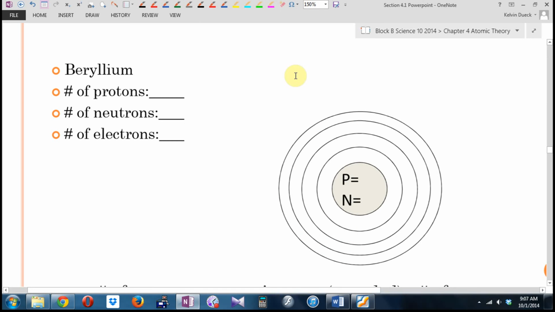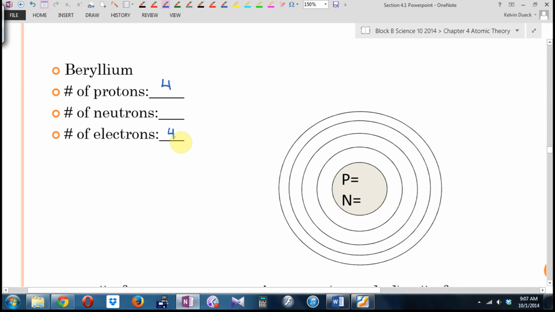So beryllium. What's the atomic number of beryllium? I don't have this memorized. I know it's in the second row. Atomic number 4. That's the same as the answer to how many protons. What's the atomic number? How many protons? How many electrons? 4 and 4.